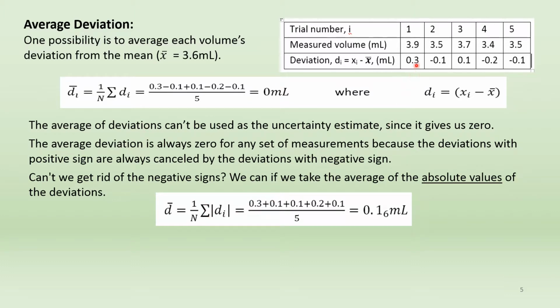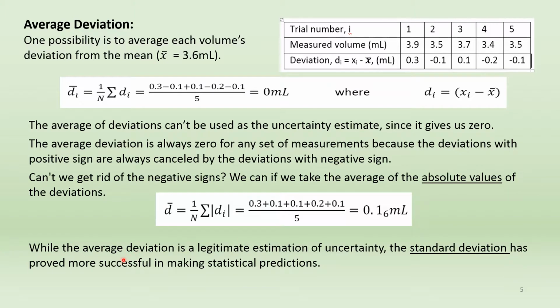So 3.9 minus 3.6 is still 0.3, but where we have 3.5 minus 3.6, instead of getting negative 0.1, the absolute value will be plus 0.1. So any of these negatives become positive. We'll add these absolute values of the deviations up, divide by the number of them, and this time we'll get 0.16 mils as the average of the absolute value of the deviations. And recall that this is a little lower than we had for the maximum deviation. The value on the previous slide was 0.25 mils.